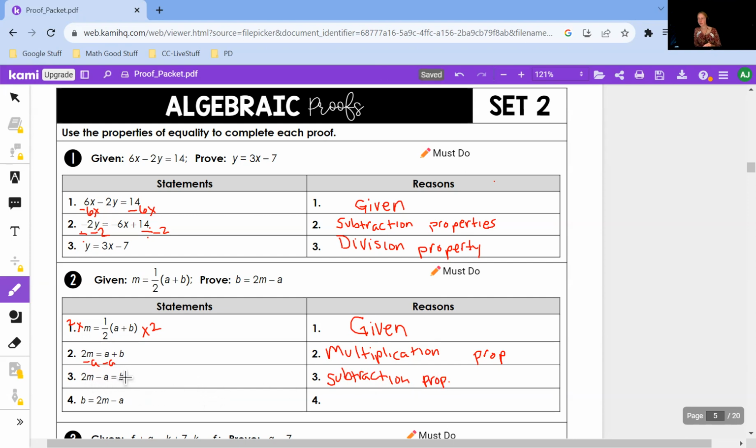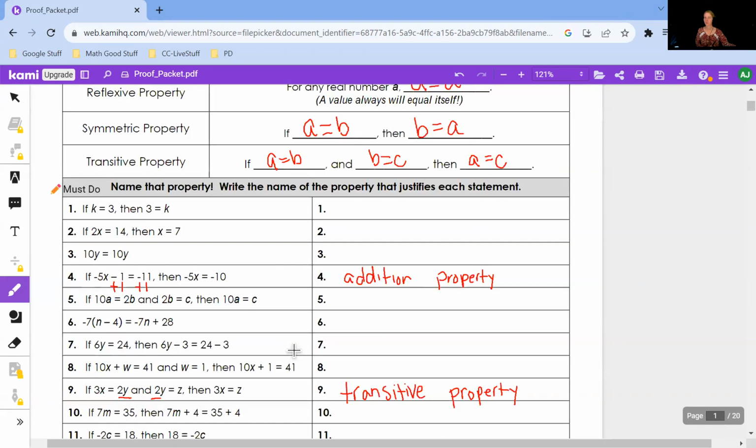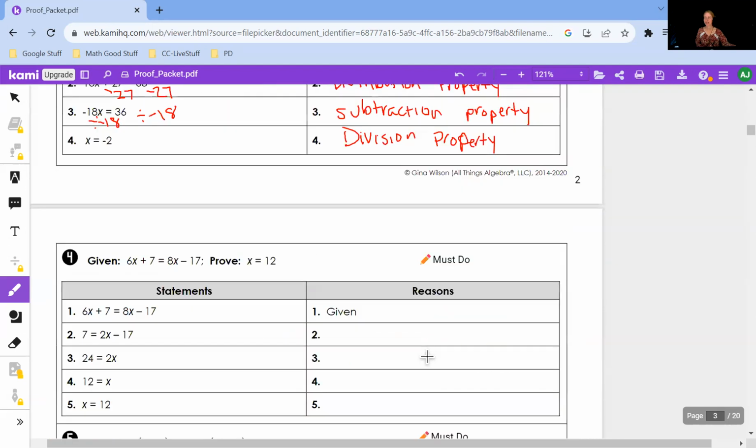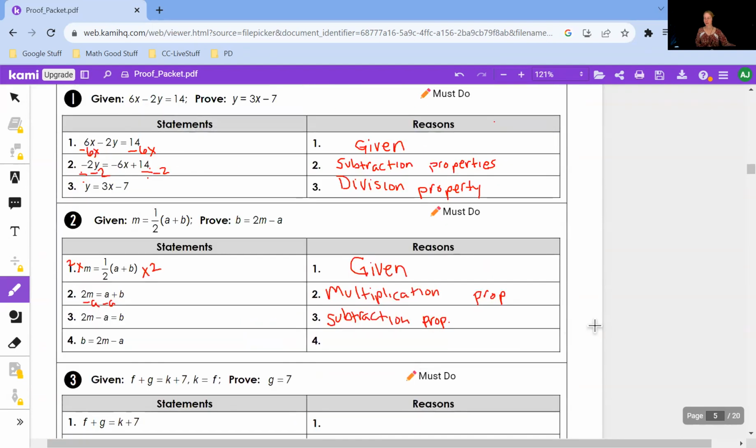And now we go from this 2m minus a equals b to b equals 2m minus a. Now that's one that's tricky. And so this is where I really recommend, you've got those notes at the front. This is one where it flipped sides just like this. Instead of a equals b, you can flip them around and say b equals a. That is the symmetric property. And so that's what we're going to write here. So make sure that you remember that those notes are there. You've taken them. You should use them. You're going to use them a little bit more today.